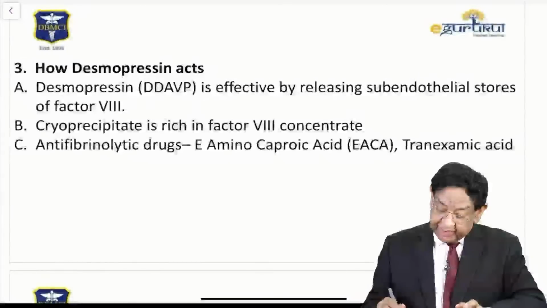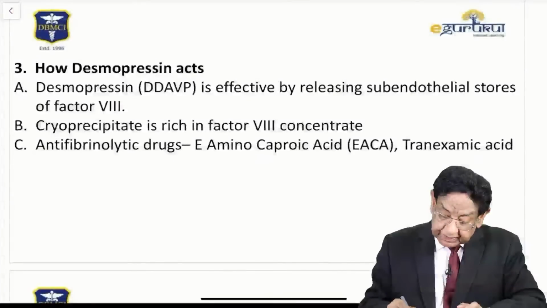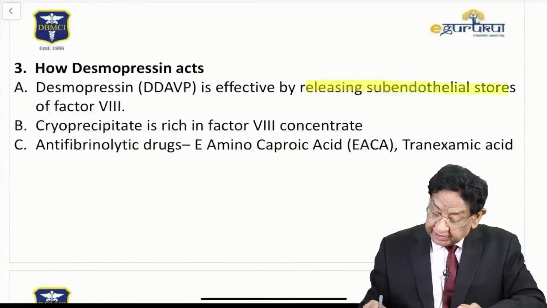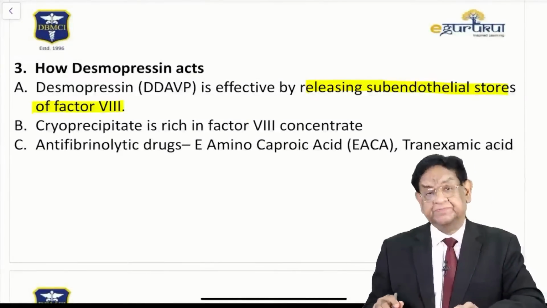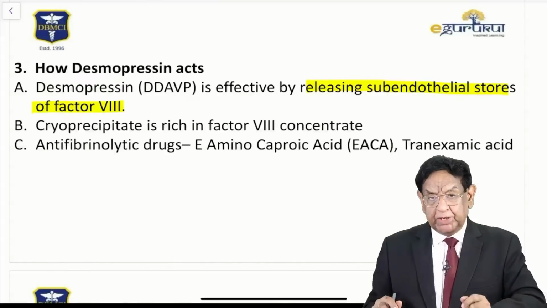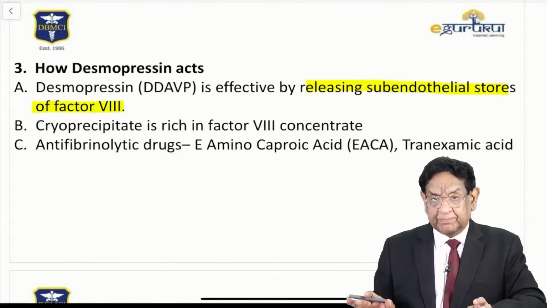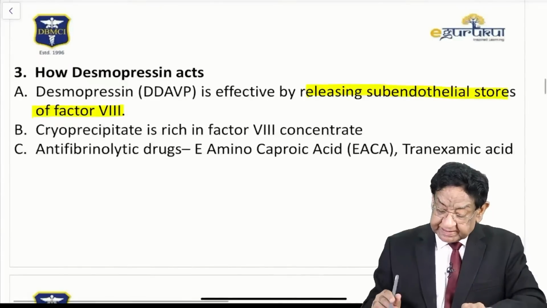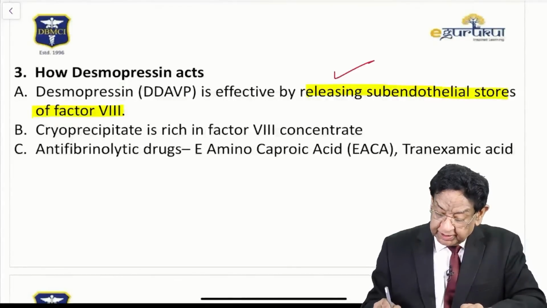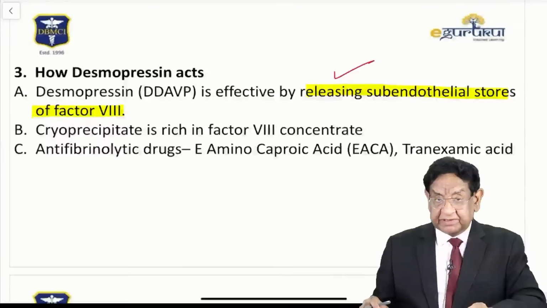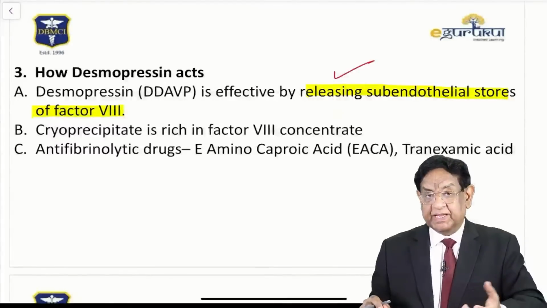It works effectively by releasing the subendothelial store of factor 8. Point to note, this subendothelial source is not only liver, other body parts also, though of course maximum from liver. This is the basic mechanism: desmopressin increases factor 8 level by release from the store.